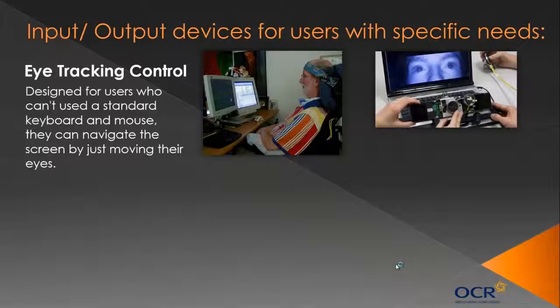So one way that systems have been adapted for people who are disabled. I'm not 100% sure on the terminology, I should know this, but people who maybe have a spinal cord injury, a back injury, they can't use their hands, or they can't move their body at all sometimes, quadriplegic, something like that. Anyway, I know Stephen Hawking also uses this eye tracking control, and it's designed for people who can't use the standard hardware, so keyboard and mouse, etc., and they can navigate the screen just by moving their eyes.